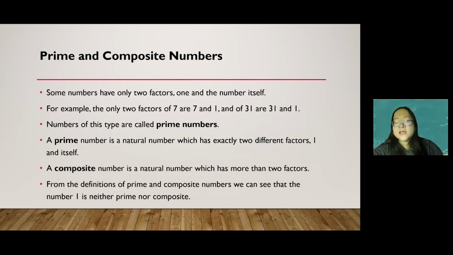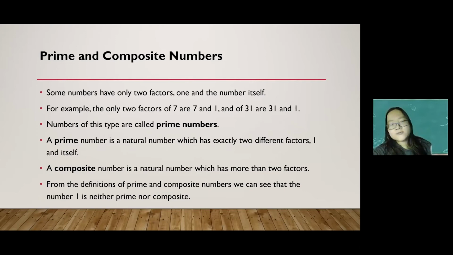A prime number is a natural number which has exactly 2 different factors, 1 and itself. Pay attention to that. It must have 2 factors, 1 and itself. A composite number is a natural number which has more than 2 factors, and there's no limit on the number of factors that a composite number can have.